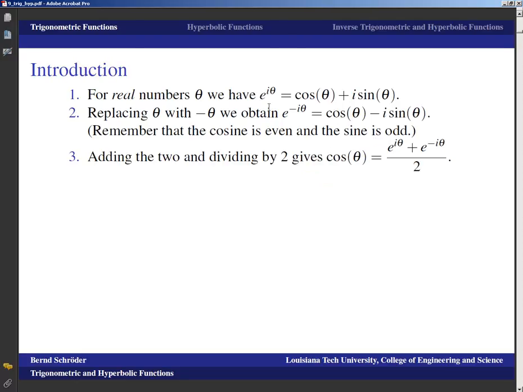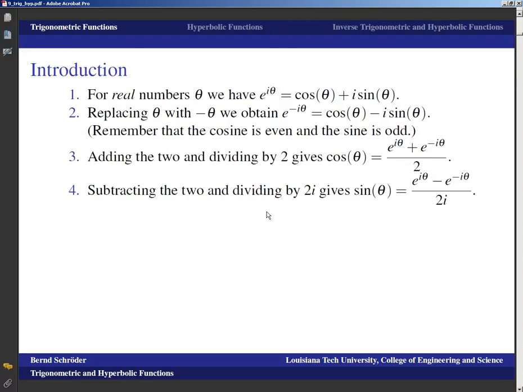And on the other side, we get e to the i theta plus e to the negative i theta divided by 2. And similarly, if we subtract the two, the cosines go away and we get 2i sine theta. And if we then divide by that 2i, we get that sine theta is equal to e to the i theta minus e to the negative i theta divided by 2i, just as written here. Okay, and even though these are now identities that we have just proved for theta being a real number, the right-hand sides of these identities actually make sense for all complex numbers.